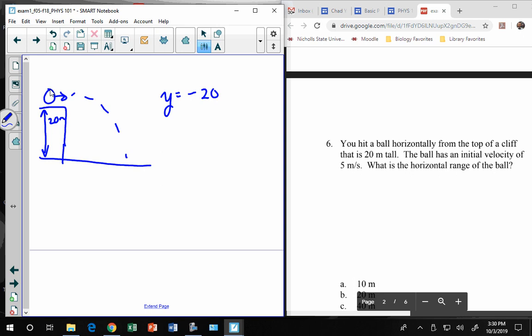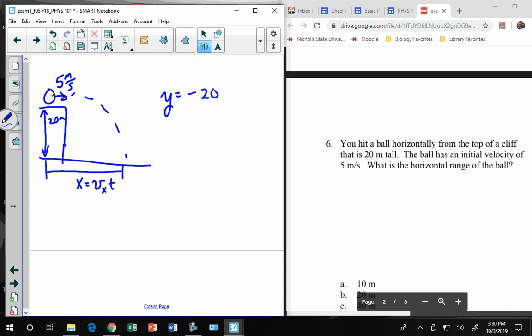The ball has an initial velocity of 5 meters per second, and I want to know what is the horizontal range. What is x equal to? I know that x is equal to vx times t, right? So in order to find this, I first need to know vx. But hey, I already know vx. It's just 5. So now I need to find t. But remember that the time is given by the y motion.